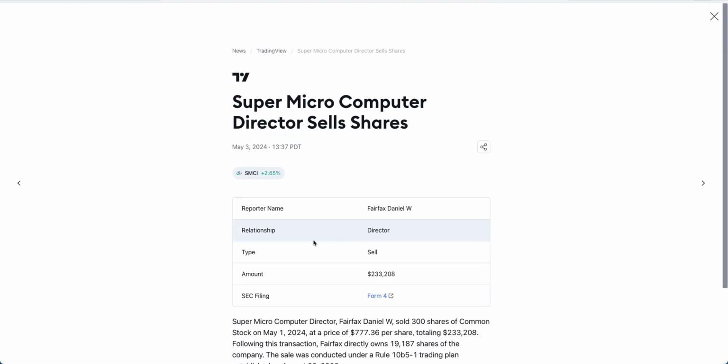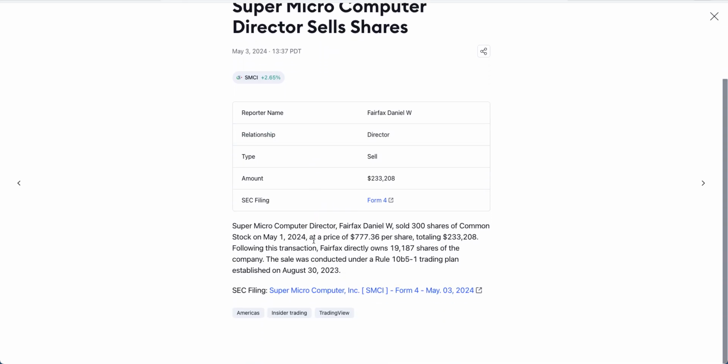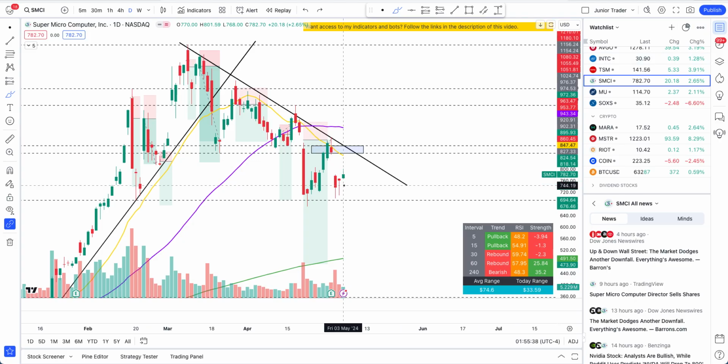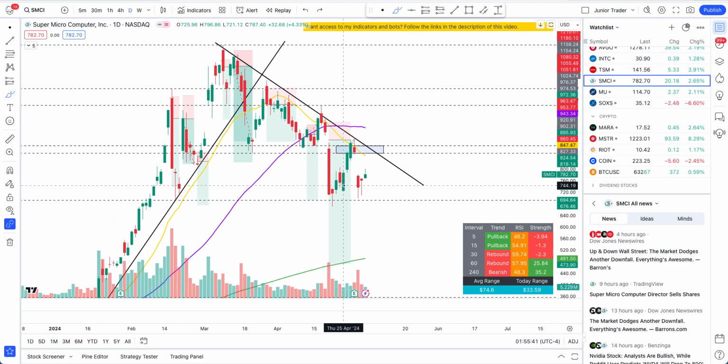There we have another one, Super Micro Computer Director sells shares. Sold 300 shares of common stock on May 1st at a price of $777, totaling almost $233,000. Not bad. Why shouldn't he sell it? He should sell it. He is in the business to make money as well. We all are in this business of stock market or trading, guys, to make money. That's the bottom line.